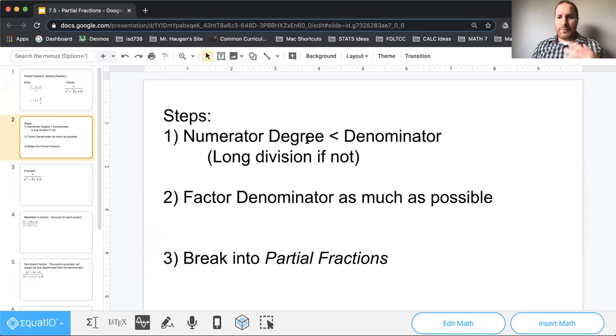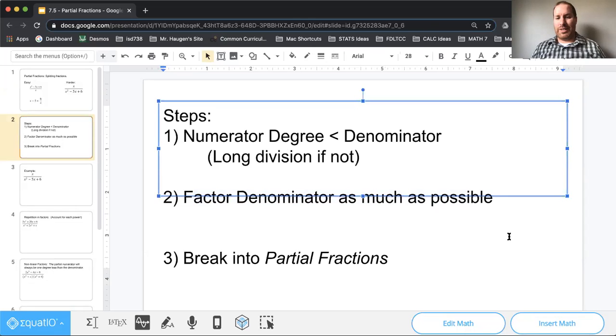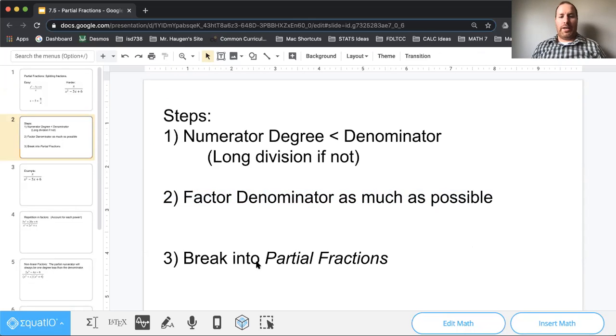So the steps here. Step number one, we want to make sure that the degree of the numerator is smaller than the degree of the denominator. If that is not the case, then we'll do some long division. I'll show you an example of how we use that long division again. Once we have that, then we factor the denominator as much as we possibly can. That's a big key piece there. And then we do the bigger step, the break into partial fractions. So these two you already know how to do, or you've done before. It's this one that's a little bit newer.